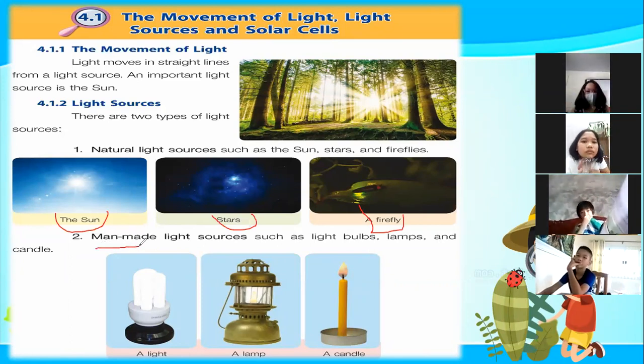And then the second one, man-made light sources. For man-made light sources, we have different types of lights, bulbs and all. They are all one source. Second one, a lamp. Third one, candles. So these are all man-made sources of light.